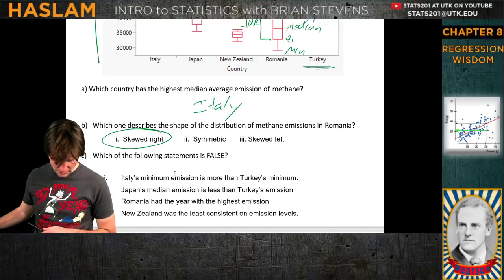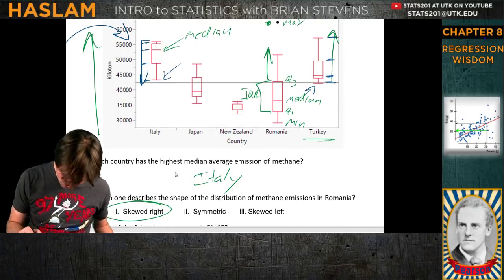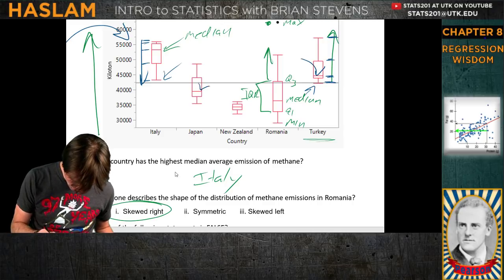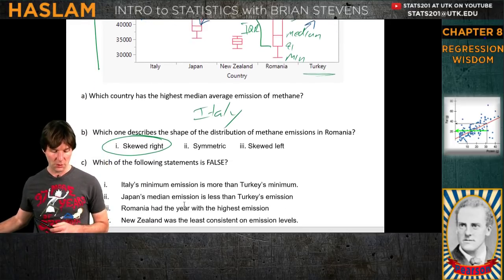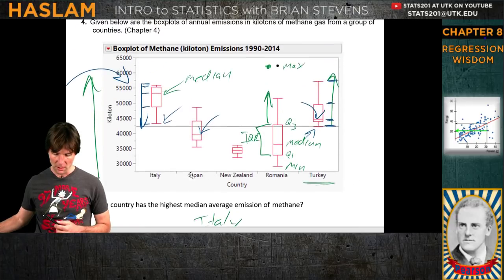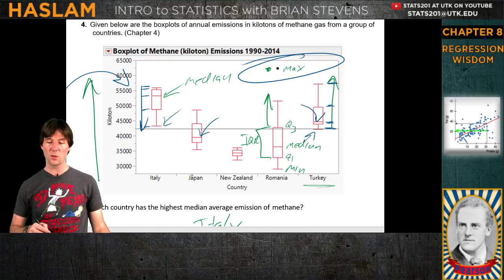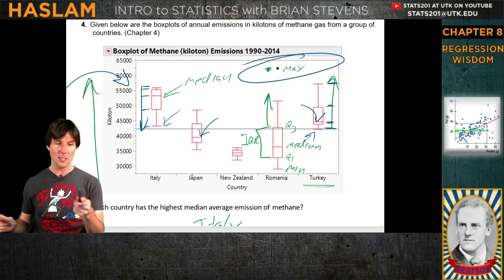Japan's median is less than Turkey's median emission. Ooh, that's also true. There's Turkey's median. There's Japan's median. So Turkey's median is higher than Japan's median. That is true. Romania had the year with the highest emission. Ooh, if someone misses that outlier, that's one of those outliers tricking you. That is true. So unless we've made a mistake, the next statement's going to be false right here.